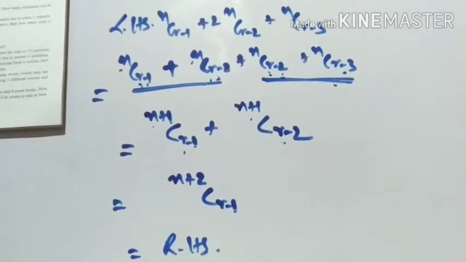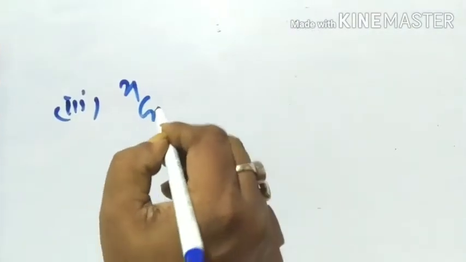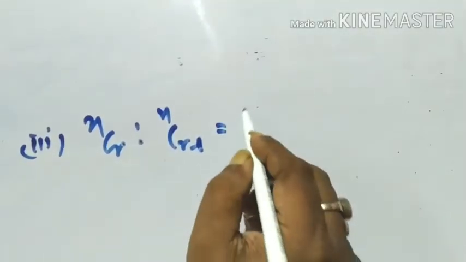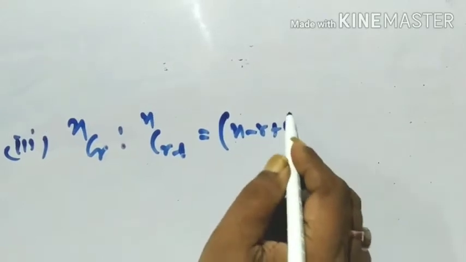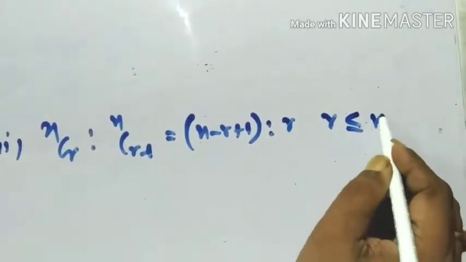Now I am going to question number 3. This is also a proof. You will find that this proof is also very easy. The third one is: nCr upon nCr minus 1 is equal to (n minus r plus 1) upon r, where r is less than or equal to n.